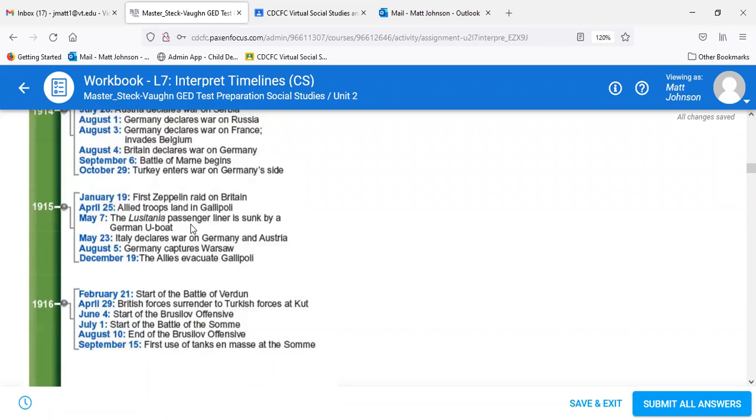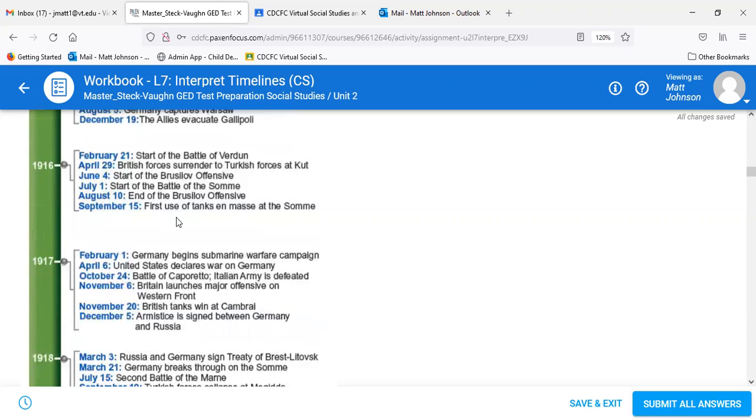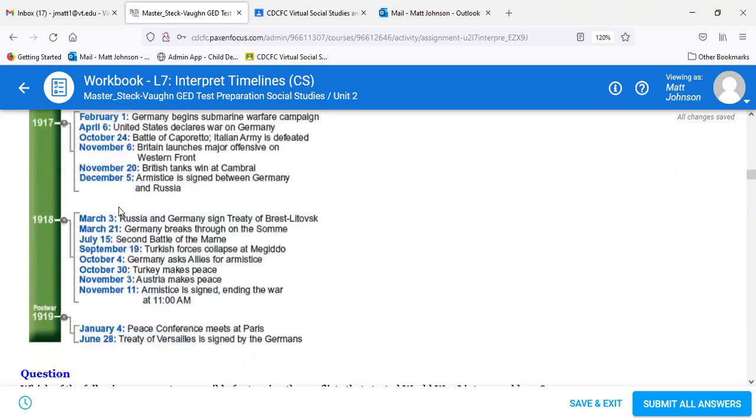And then on to 1916, in February, the start of the Battle of Verdun, British forces surrendered to Turkey. Start of the Brusilov offensive. Start of the Battle of the Somme, which was one of the most intense battles of the war. End of the Brusilov offensive. First use of tanks in mass at the Somme. And it just keeps going on.